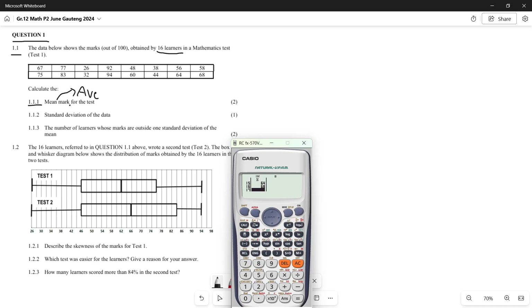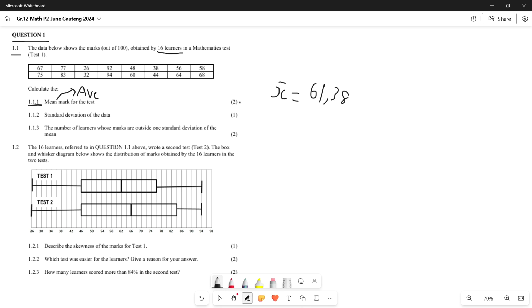And then from here, for the mean or the average for 2 marks, we click AC. We then go shift, we click 1 here for our stats mode, and then we go to number 4 for our variables. Once we click 4, we can go to number 2, the X with the little line above it, which is our mean. So we click 2, we click equals, and we have a value of 61,375. So we can just write that to 2 decimal places. And with that, we just earned 2 marks.